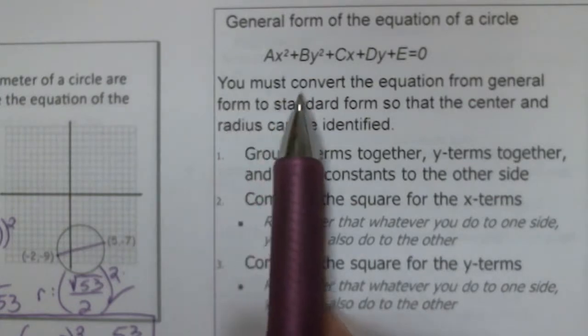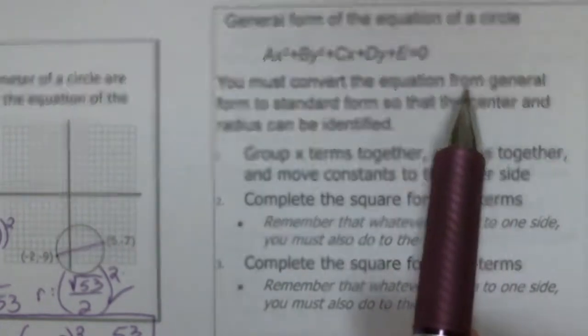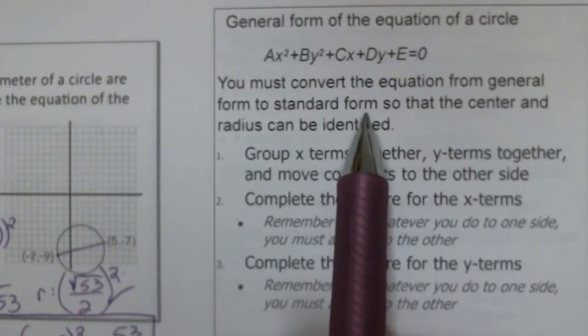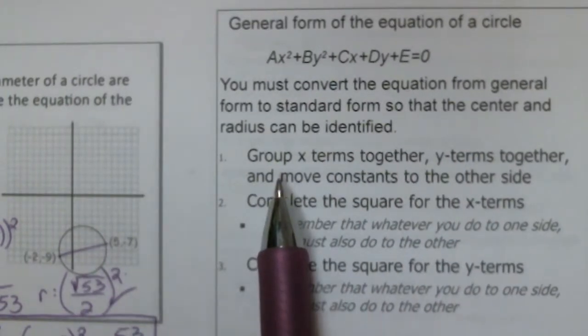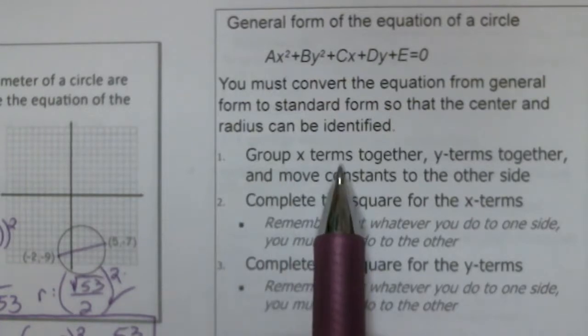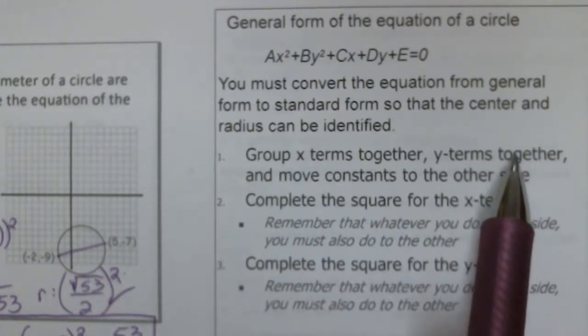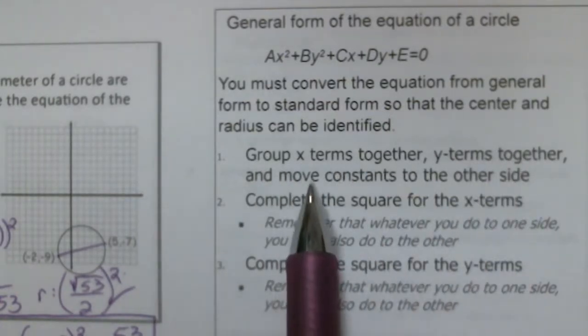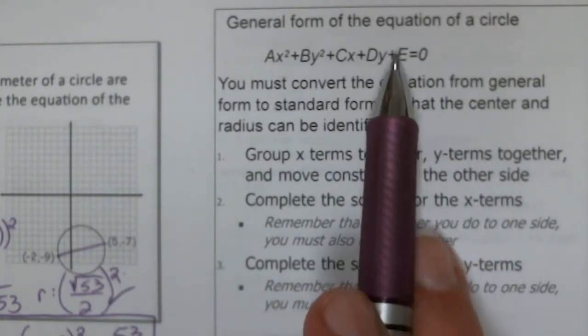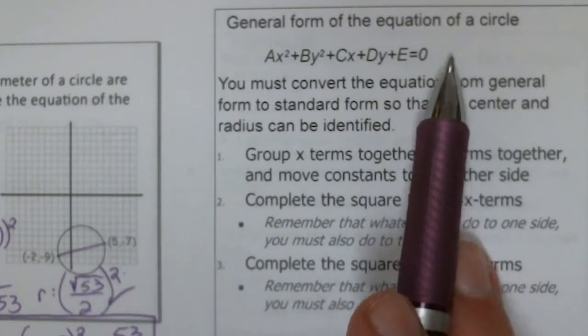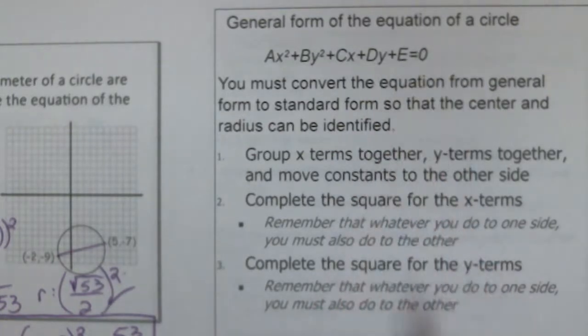Here are the steps. You must convert the equation form from general form to standard form so that the center and the radius can be identified. So the first thing you're going to do is we're going to play the apples and oranges game. We're going to group our x's together, group our y's together, kind of like combining like terms, and then we're going to move this constant to the other side. So if you remember, that's one of the key constants of completing the square. This is the one time we don't want something set equal to 0. I want the constant, this number all by itself on the right hand side of the equation.